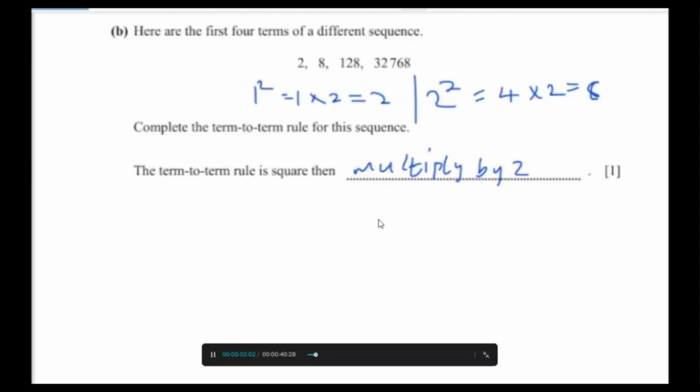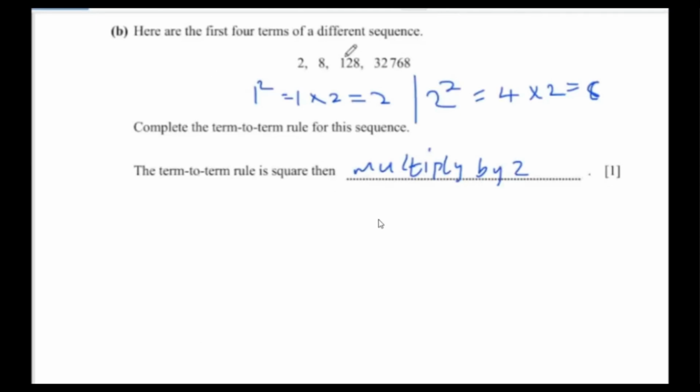Let's look at question 17b. Here are the first four terms of a different sequence: 2, 8, 18, 32. Complete the term-to-term rule for this sequence. The rule is squared, then I wrote multiply by 2. Why is it so? Let's test it.